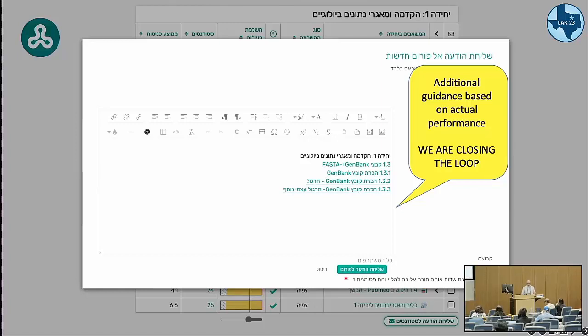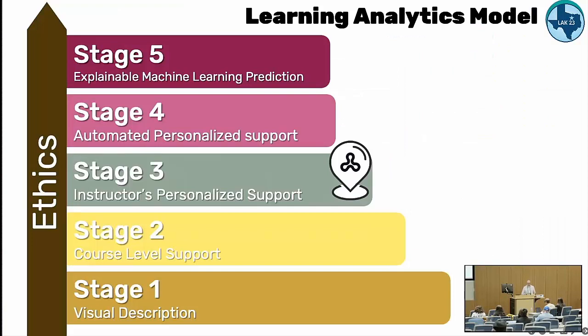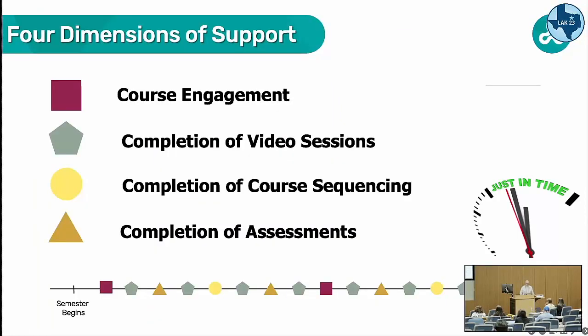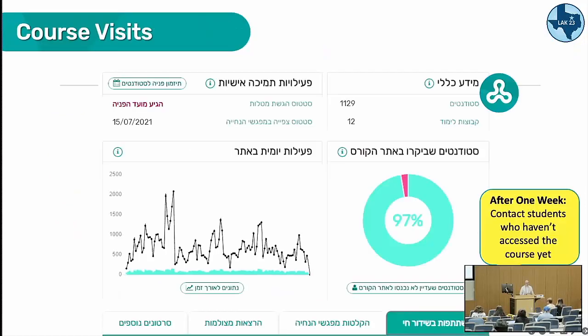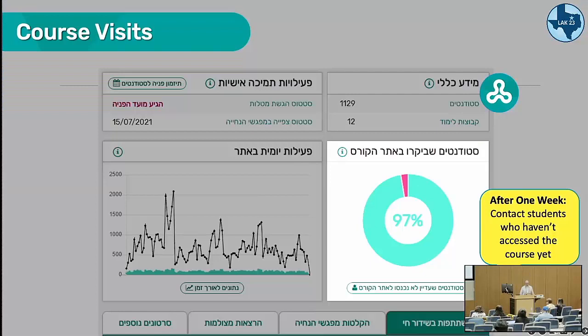Let's go to the next stage. Stage number 3, instructor personalized support. Remember all these dimensions? Well, we try to make a minimum number of interventions. For instance, after 1 week, we ask our lecturers to look and see what is the percentage of students who access the LMS at least once.